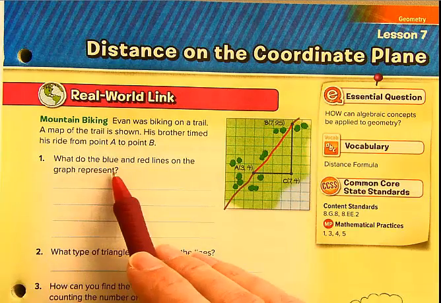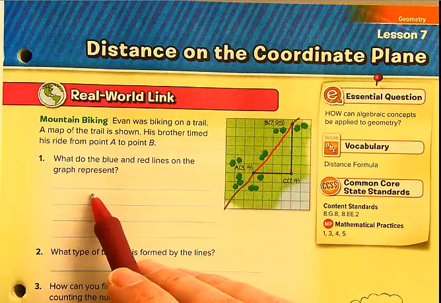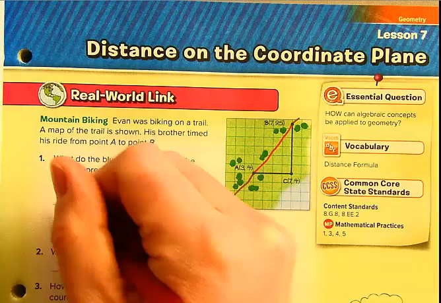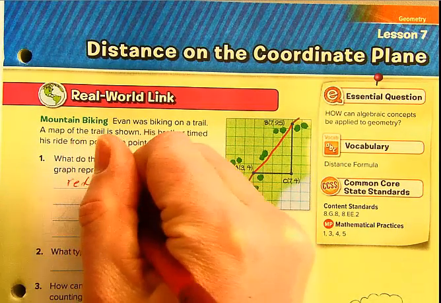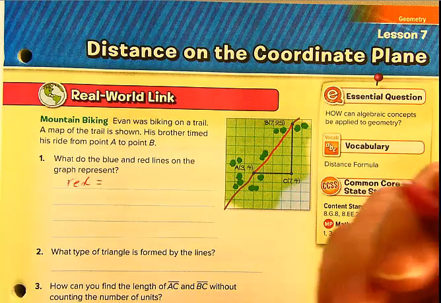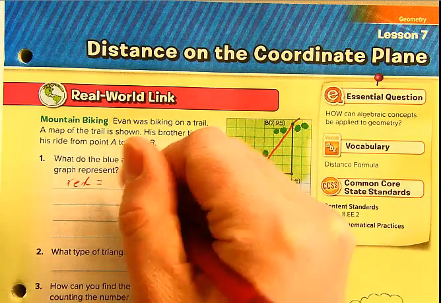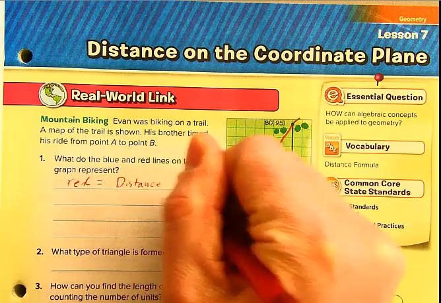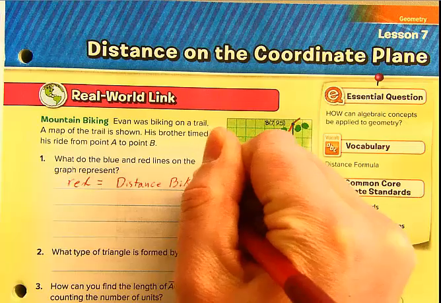It says, what do the blue and red lines on the graph represent? Well, the red line here, I'll just put red equals essentially like the actual distance he traveled or rode. So distance, I'll put distance biked. Okay.